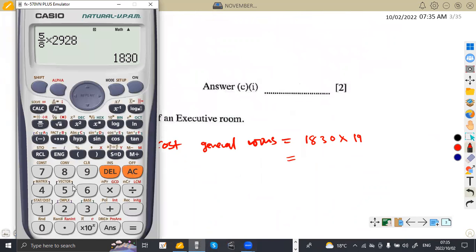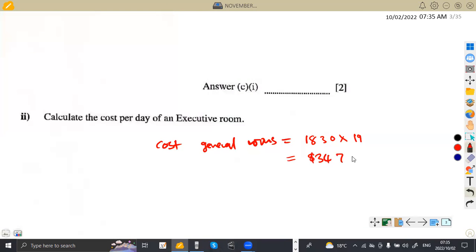Let us see. I want you to understand something here, guys. Multiply by 19. It's going to give us 34770. So this is $34770. So this is the cost of the general rooms, which are 1,830 rooms that we are talking about. But here we need the cost of the executive room per day. Okay, so what we are going to do is that we are going to find the total now that we have for the executive from this total, because these were the general rooms.